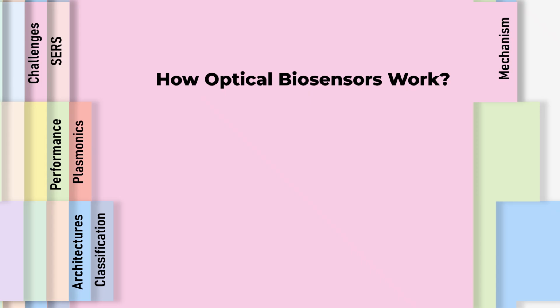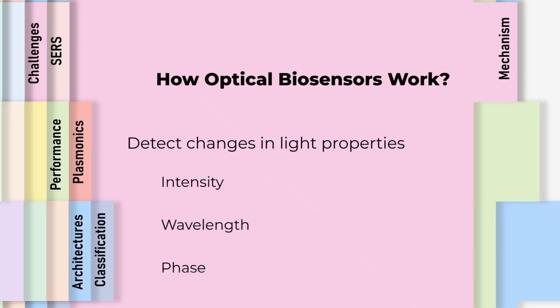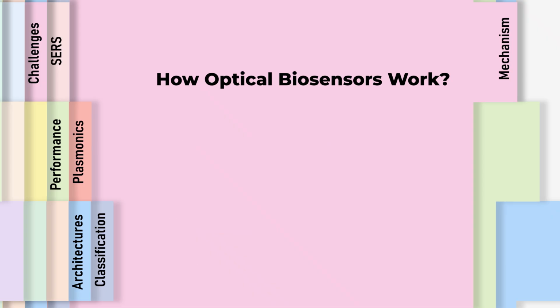How optical biosensors work. All optical biosensors are based on the interaction of light with biological materials. They detect changes in light properties. Specifically, they measure changes in intensity, wavelength, or phase of light after it interacts with the analyte. Biological molecules have unique optical characteristics. Even small changes in refractive index or molecular binding can change these light properties. By measuring these changes accurately, the biosensor can determine the presence and concentration of a target substance.